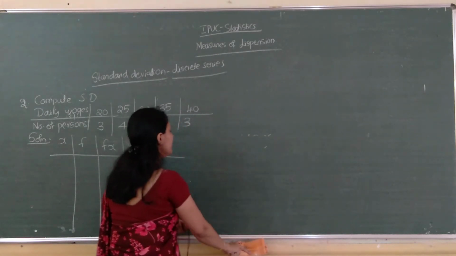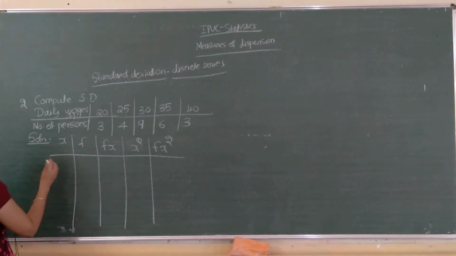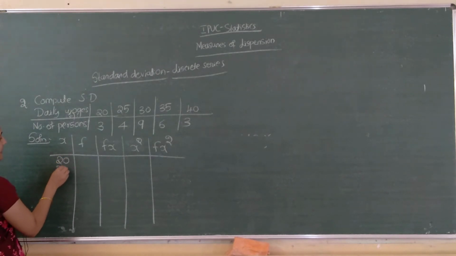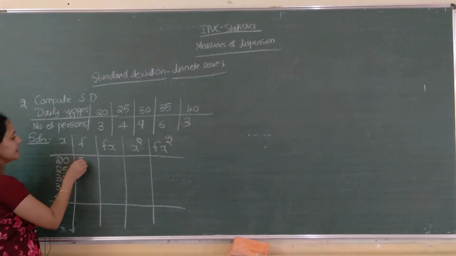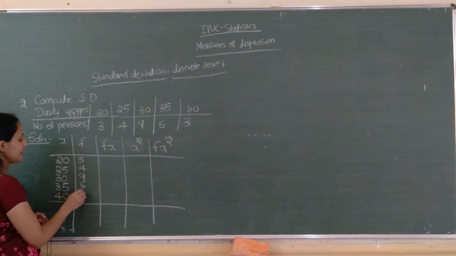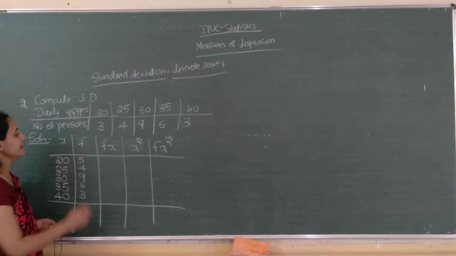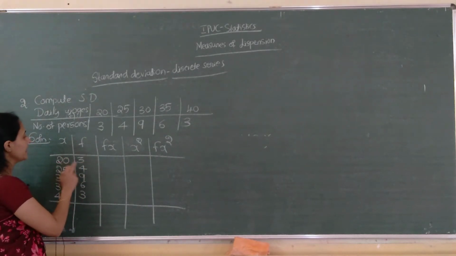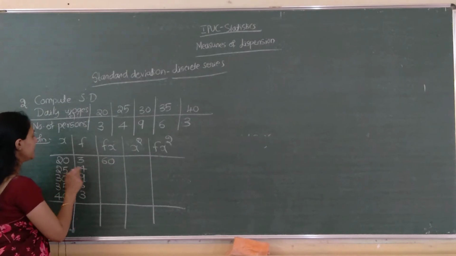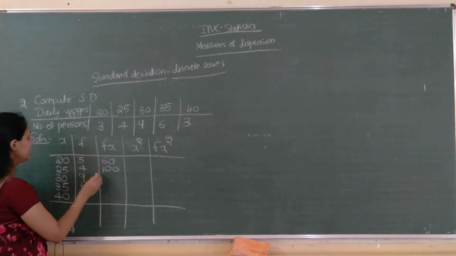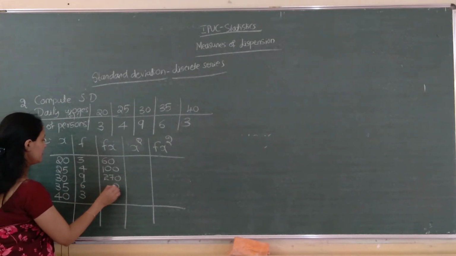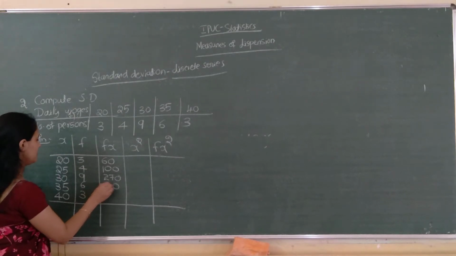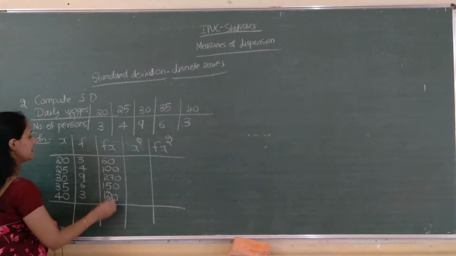So, this many columns are required. Go through the columns: x is 20, 25, 30, 35, 40. Correct? Next, f is 3, 4, 9, 6, 3. Next, f into x means this column into this column: 3 into 20, 25 into 4, 9 into 30, 6 into 35. Next, 4 threes are 120.